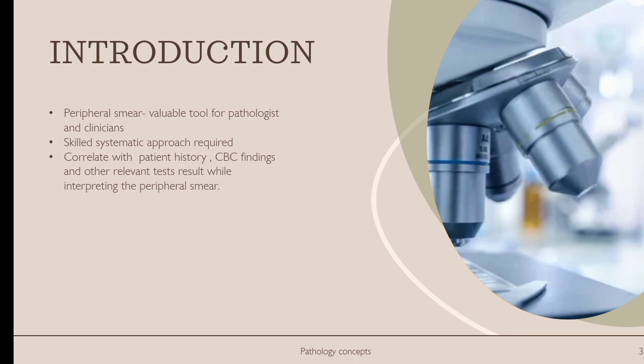Peripheral blood smear is a very valuable tool for the pathologist and the clinician. Quick assessment of the smear can be completed within 3 minutes, but an abnormal smear would require longer time. We can estimate WBC count and platelet count manually by using certain formulas. Morphology of WBC, RBC, and platelets is very well seen on the stained peripheral smear. Always correlate with the patient's history, CBC findings, and other relevant test results while interpreting the peripheral smear.